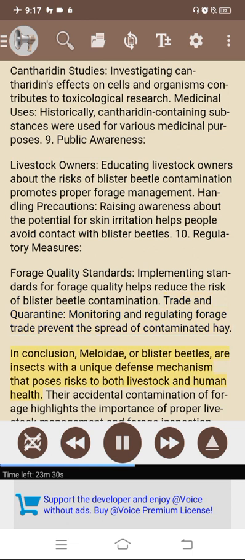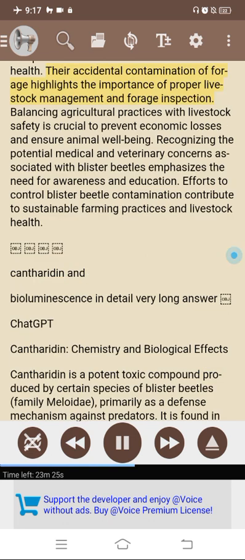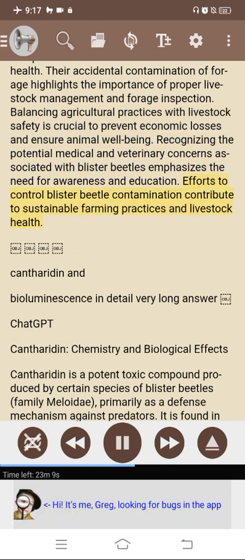In conclusion, meloids, or blister beetles, are insects with a unique defense mechanism that poses risks to both livestock and human health. Their accidental contamination of forage highlights the importance of proper livestock management and forage inspection. Balancing agricultural practices with livestock safety is crucial to prevent economic losses and ensure animal well-being. Recognizing the potential medical and veterinary concerns associated with blister beetles emphasizes the need for awareness and education. Efforts to control blister beetle contamination contribute to sustainable farming practices and livestock health.